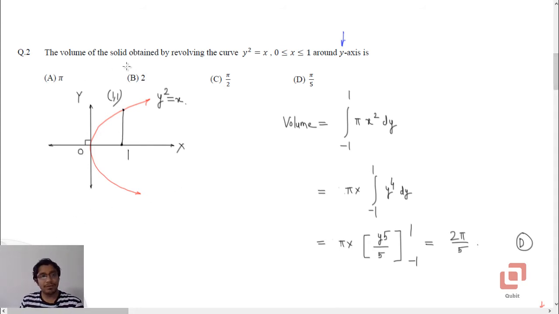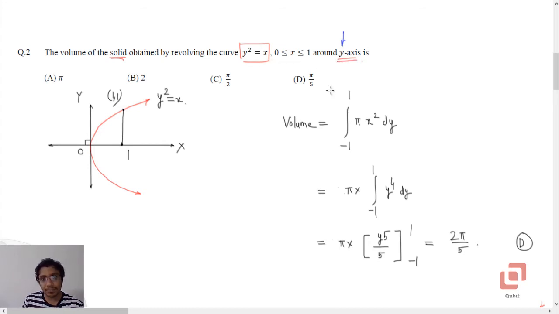The volume of the solid obtained by revolving the curve y squared equal to x, where x lies between 0 and 1, around y-axis. Now usually when we study the volumes of solids of revolution, usually the revolution axis is the x-axis, but here they are asking us to calculate the volume when the curve is revolved around y-axis.